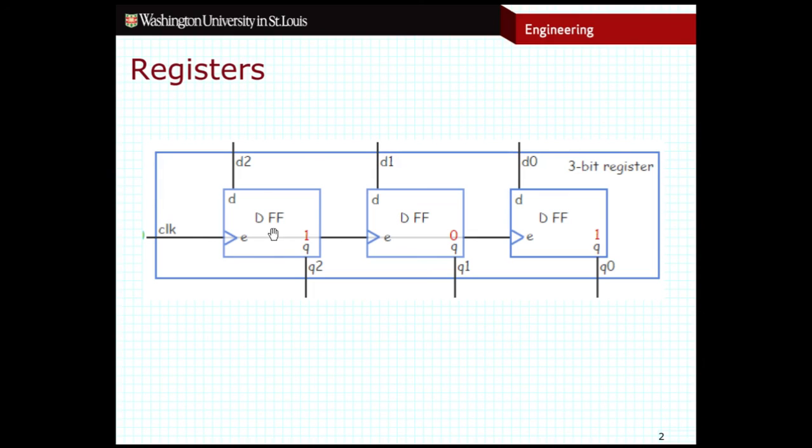And so here I see 3 D flip-flops. That means that this register is capable of storing 3 bits of information. So I have a 3-bit register. If I want larger configurations of bits, all I need to do is add additional D flip-flops and I can create larger registers.